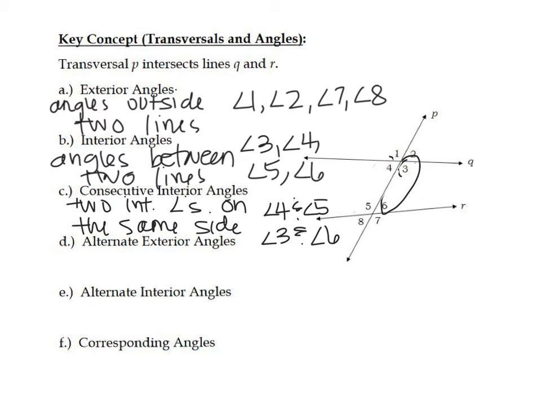Next, we have something called alternate exterior angles. If we talk about alternate exterior angles, again, exterior, but they're going to be on opposite sides of our transversal. So it's two exterior angles on opposite sides.